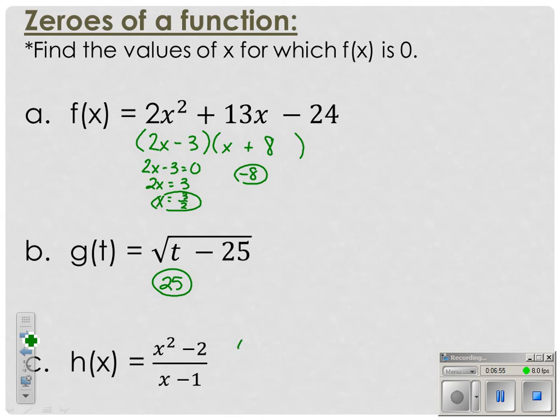So x squared minus 2 equals 0 is what we want. Move the 2 to the other side. And to solve for x, we need to take the square root of both sides. So x is going to be plus or minus the square root of 2. Okay, so that one would have 2 zeros. Positive root 2 and negative root 2.